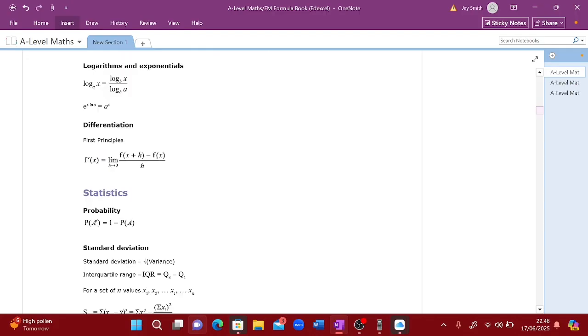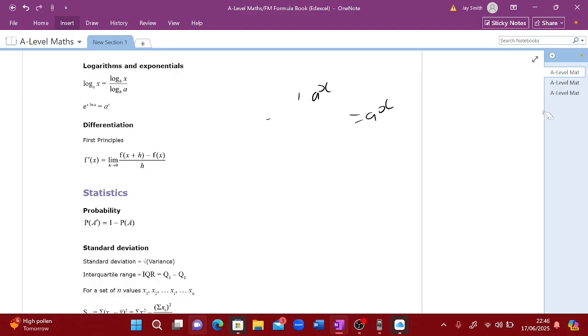This one here, e to the x ln a, but obviously we can generalize it to any base a. Let's say e to the x ln a, that's the same as e to the ln of a to the x. That's equal to a to the x. So actually this cancels, okay? That's if you use a formula book.